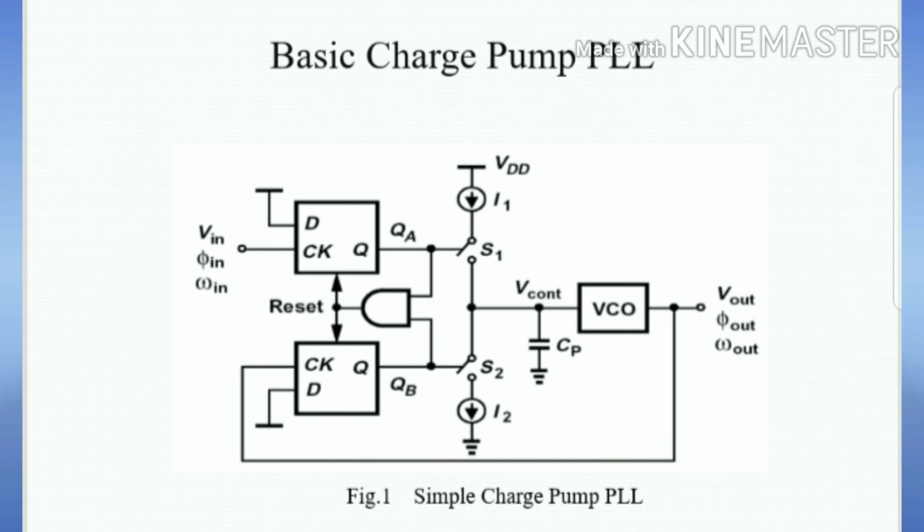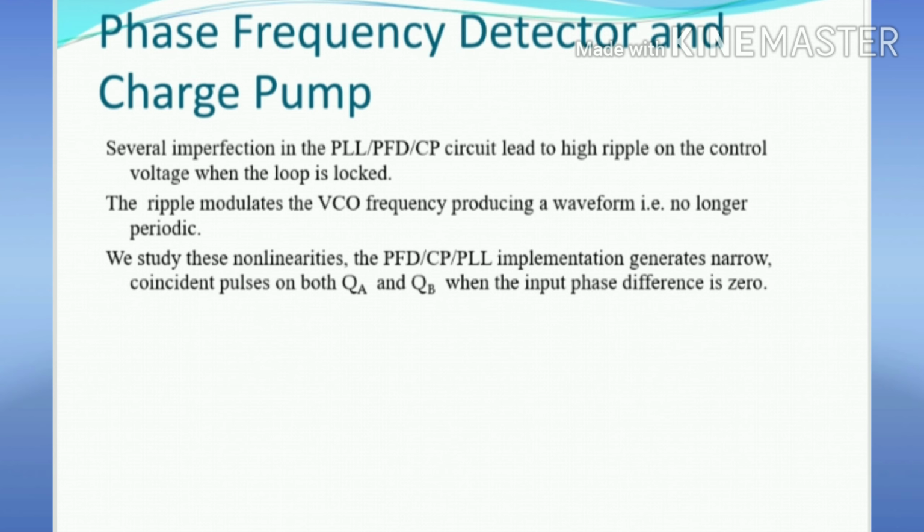Basic charge pump PLL is shown in figure 1: phase frequency detector and charge pump. It contains several imperfections. In the PLL, PFD and CP circuit, these lead to high ripple on the control voltage when the loop is locked. The ripple modulates the VCO frequency, producing a waveform that is no longer periodic. We study these nonlinearities. The PFD/CP implementation generates narrow coincident pulses on both QA and QB when the input phase difference is 0.